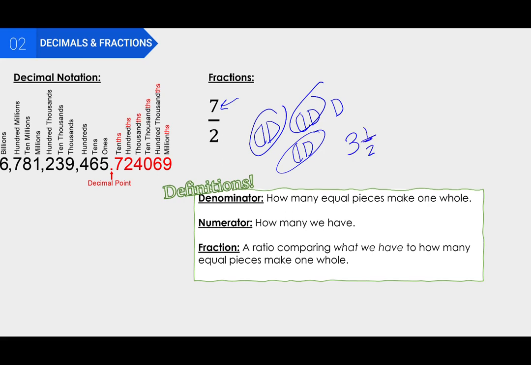So if you think about the fraction in this way, how many that we have and how many make one whole, it's a lot easier to think about adding, subtracting, multiplying, and dividing than just, it's part of something, part of one whole, I don't really know. So that's how come we define fraction in this specific way. Let's look at trying to add them together.